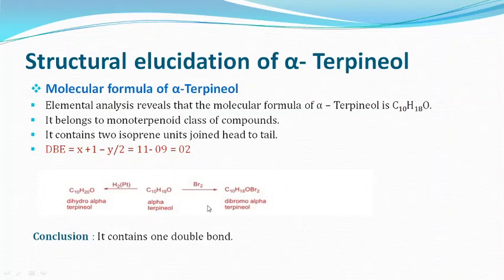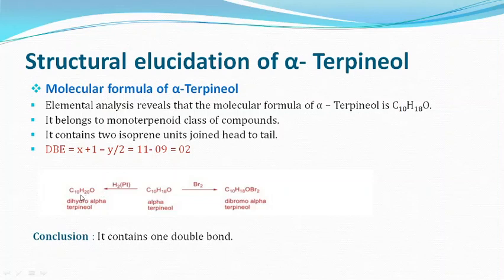Next we come to what type of unsaturation is present in these bonds, and we undergo a chemical analysis. When alpha terpineol is hydrogenated with hydrogen in the presence of platinum, it forms dihydro alpha terpineol with the molecular formula C10H20O. Similarly, with bromination, it forms dibromo alpha terpineol with the formula C10H18OBr2. With the help of these formulas, we can apply simple mathematical calculation and see how many double bonds are present by these reactions.